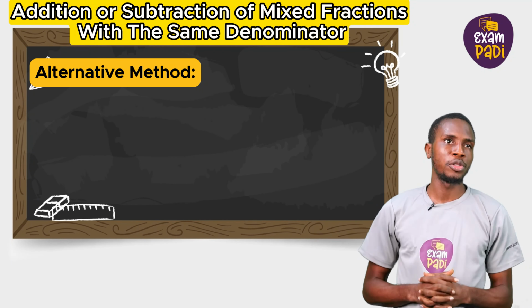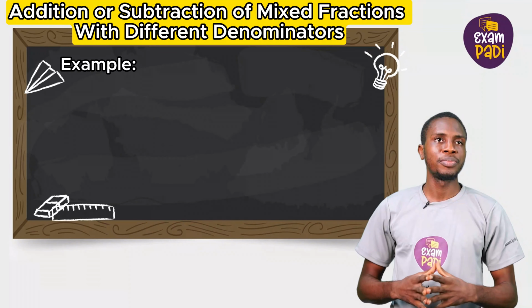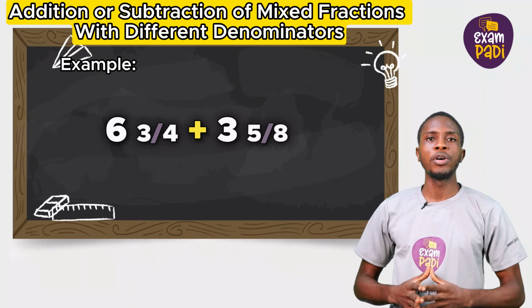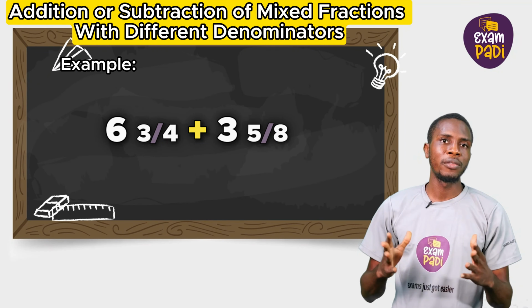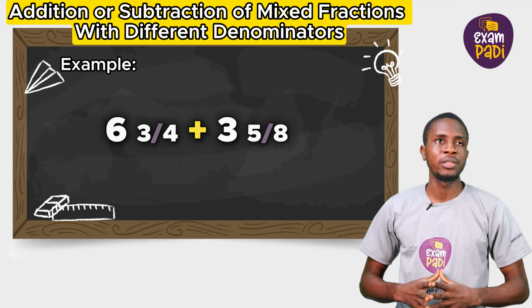Addition or subtraction of mixed fractions with different denominators. In this method, the mixed fraction consists of different denominators. The following steps are involved to add or subtract the mixed fraction. Example: 6 whole number 3 over 4 plus 3 whole number 5 over 8. Solution: in the above mixed fractions, the denominators are different, so we need to make the denominators the same.